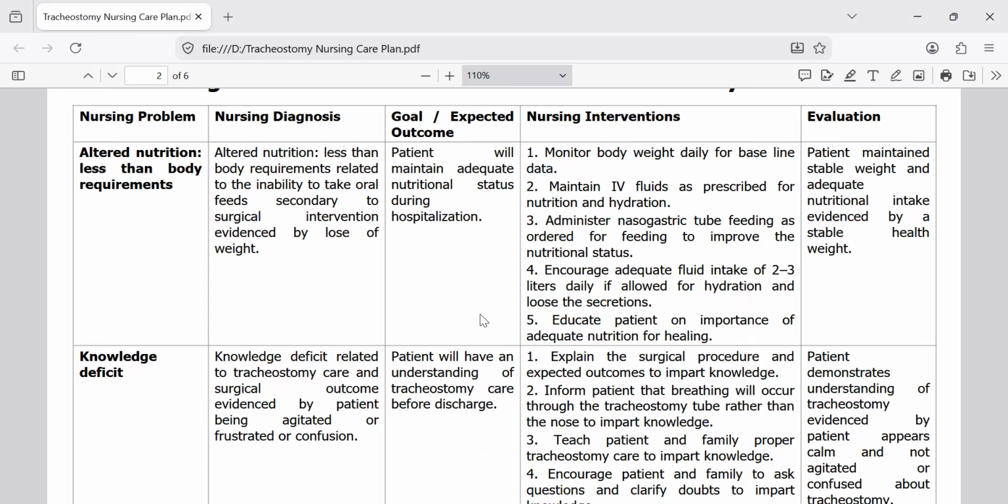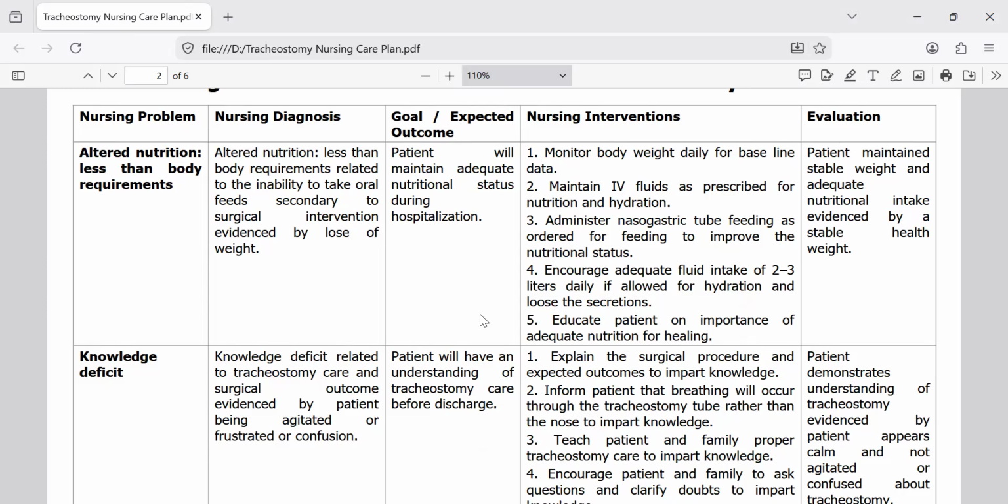Number five, I will educate the patient on the importance of adequate nutrition for healing. I know there is a temptation as nurses to include points such as foods rich in proteins for healing, foods rich in vitamins for improvement of the immune system. Those are okay and they can be added, especially points such as soft foods, if the patient can tolerate them. But here I have kept them for another problem.